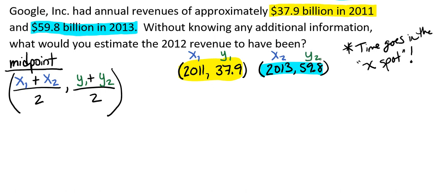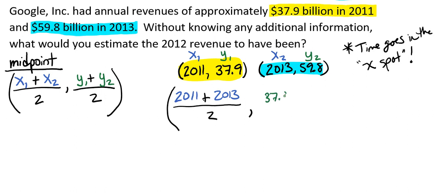So we can go ahead and plug those into the midpoint formula now. 2011 plus 2013 divided by 2. That will be our x variable. And then we'll have 37.9 plus 59.8 divided by 2. That represents our y value.